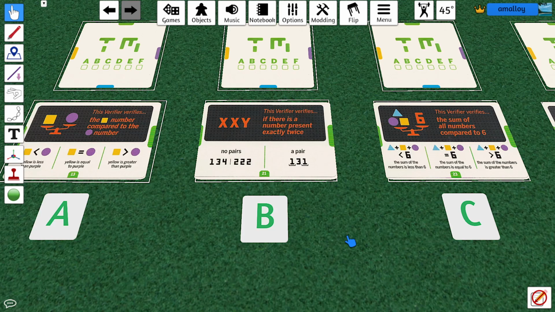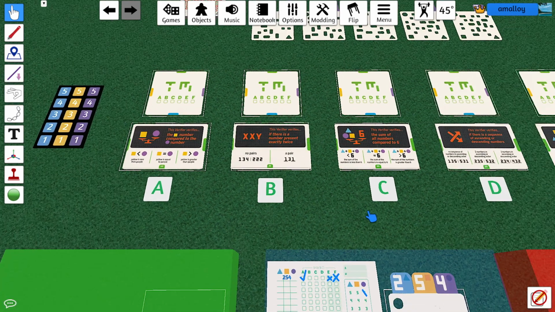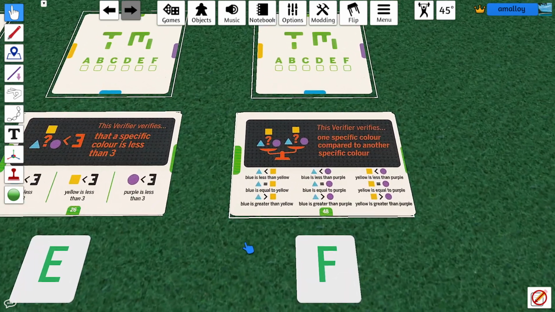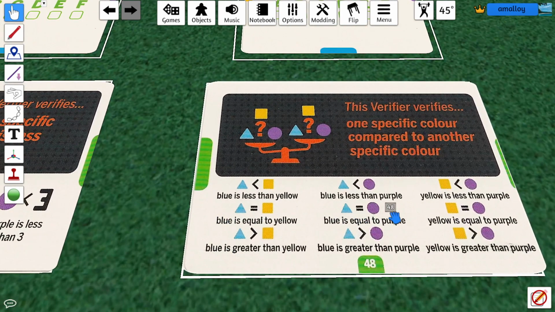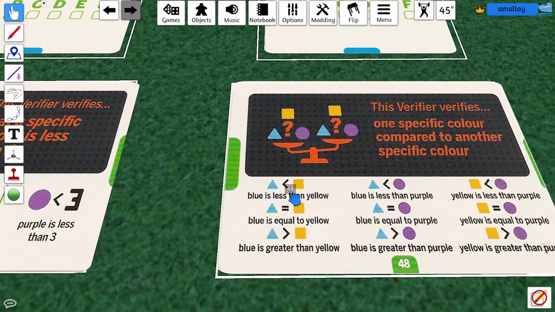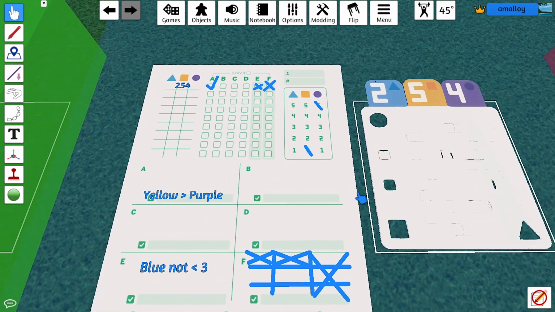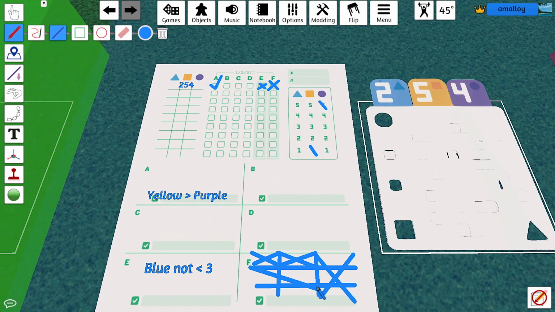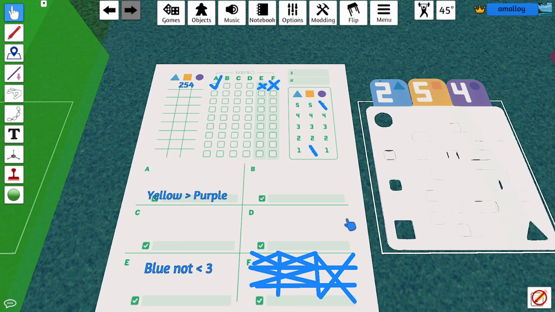But now that I know yellow and purple are different, if two other numbers are the same, or if any pair of numbers is the same, which obviously would have to include blue, then this B would be redundant. So we can actually look at F and erase these two. Blue can't be equal to yellow or purple. And we're already down to only two possibilities for F, which is nice.